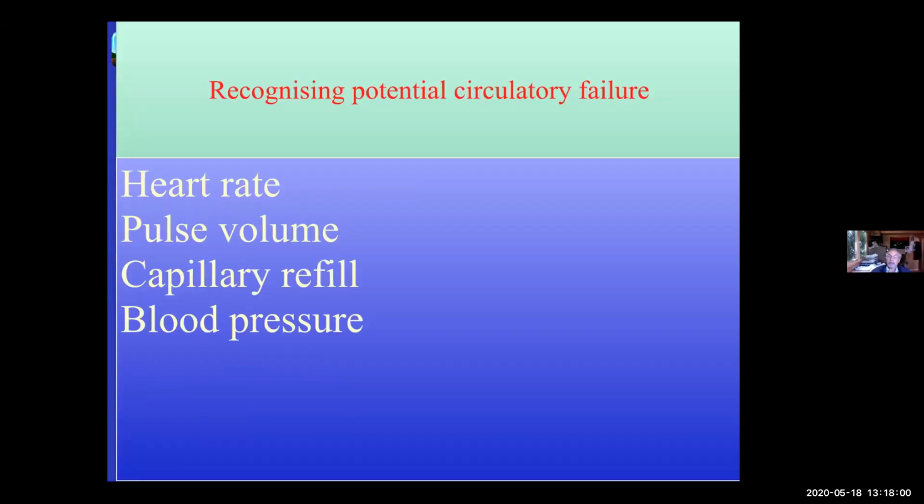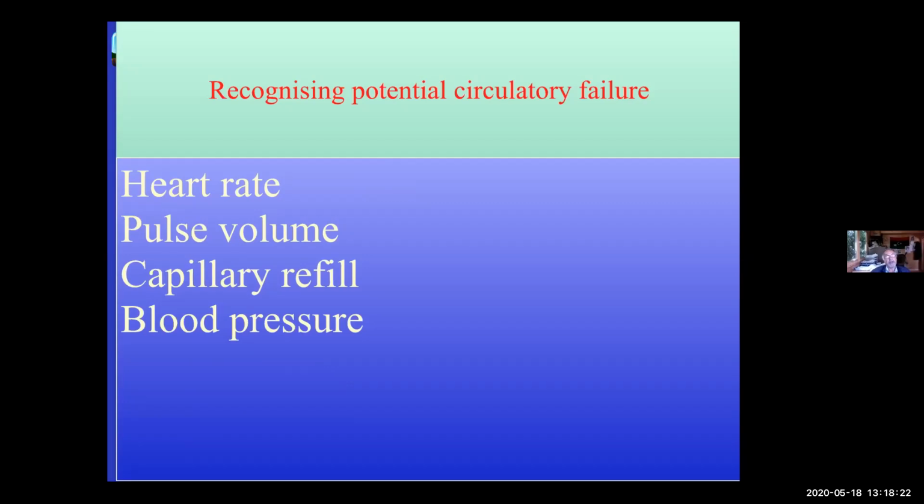So that is respiratory failure, which is the commonest cause of death in children if it's not recognized and acted on quickly. The airways and the breathing are the most important, so you need to act very quickly.